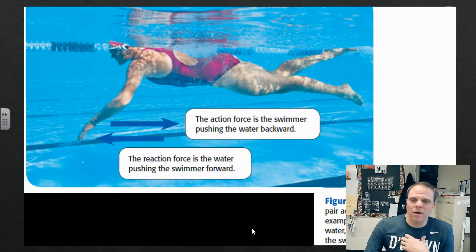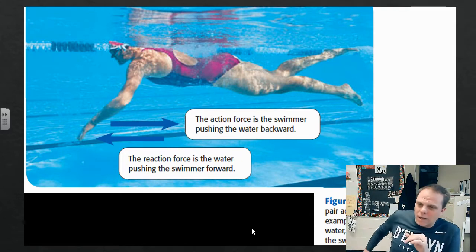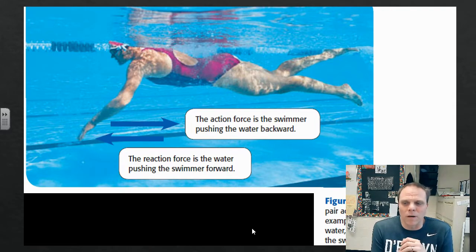All right, another good example is when you think about swimming. If we look at the swimmer here, we can see that when that arm is moving back, as you are trying to push yourself forward, the action force is the swimmer pushing the water backward, but the reaction force is the water that pushes the swimmer forward. So just like that balloon, this is a good example. You have an action and reaction. Now, this swimmer is presumably going forward, right? And that is because the reaction force is going to be greater than the action force in this case. And so that's why the swimmer is going to go in a forward direction, okay?